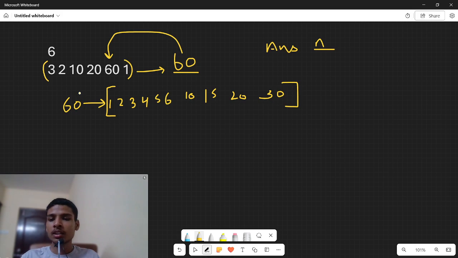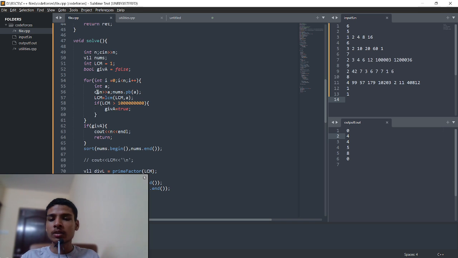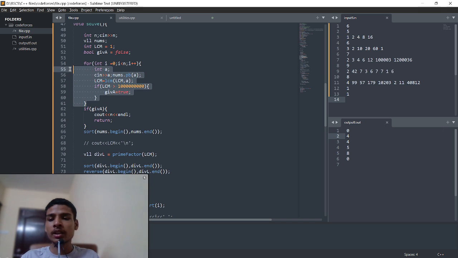You can see in the code what I am doing. First of all, I am checking if your LCM is not there in your array. Or you can also notice that if your LCM is greater than 1e9, then the answer is simply n, because the limit of your array is only up to 1e9. If your LCM exceeds 1e9, then you are absolutely sure that the LCM is not occurring in your initial array, and simply print the answer as n.